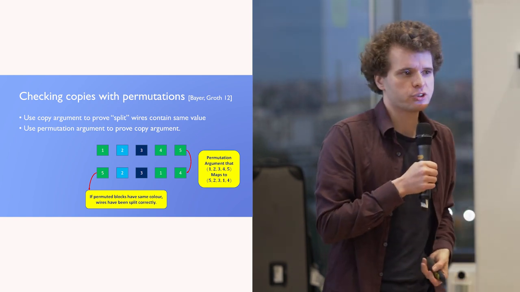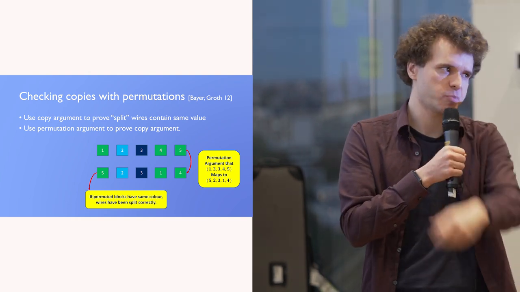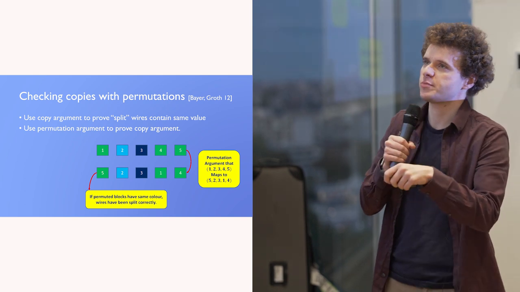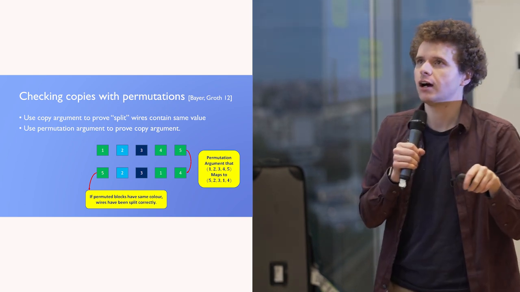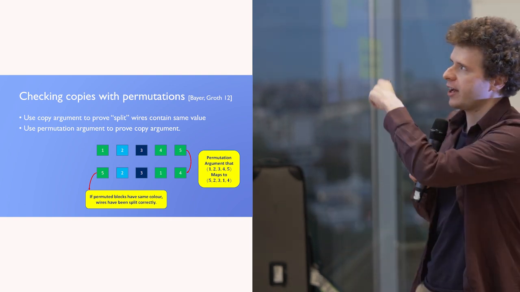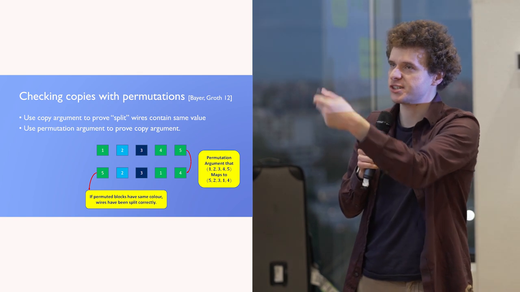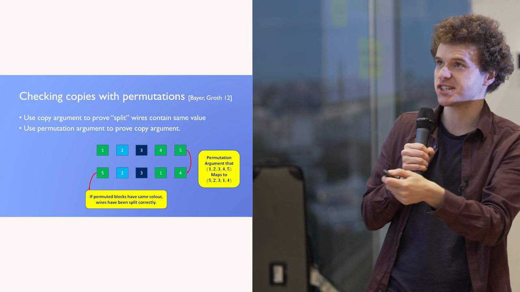And so what a permutation effectively allows us to do is check that wire values have been correctly copied. So here's a bit of a toy example. Imagine we have five wires. The numbers are indices, and the colors are the values of the wires. This was a helpful example put together by Mary Maller when I was racking my head wondering how on earth to explain this stuff.